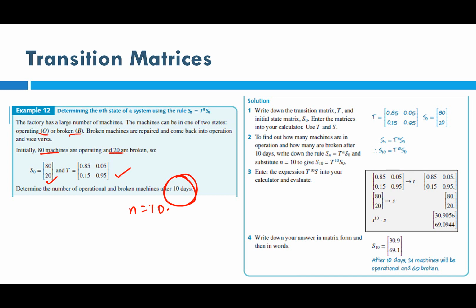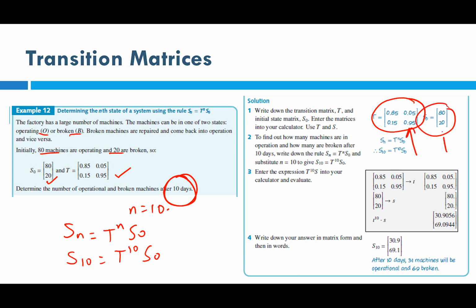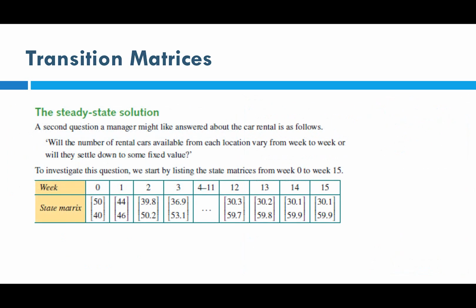So what we are doing in this situation is using the rule S of n equals T to the power of n S of 0. So S after 10 days equals T to the power of 10 S of 0. So that's your T over here, and you've also got your S of 0 here. So you input that into the calculator when you set up your matrices. And then right at the end, you just write down T to the power of 10 times S, and it will spit out your answer for you, giving you S of 10, which is 31 and 69 machines. Very straightforward.